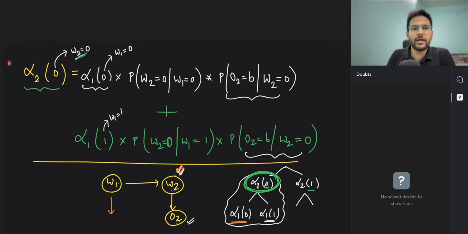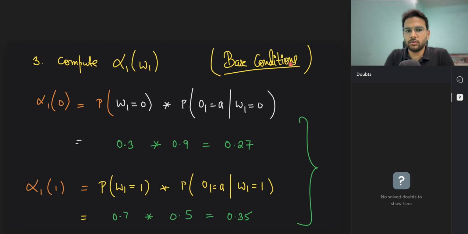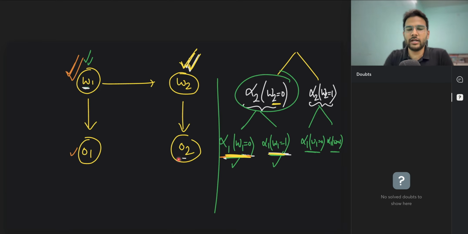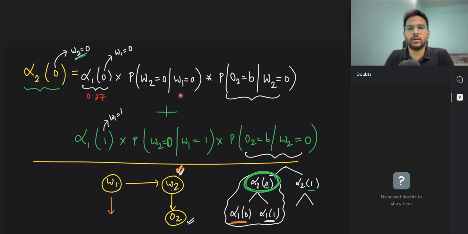Okay. So let me write the values here with red color so that we don't have to write this formula again. So what is alpha 1 of 0? We have calculated already. Alpha 1 of 0 is 0.27. So it is 0.27 multiplied by probability of W2 is equal to 0 given W1 is equal to 0. And what is that? Now this table will be handy for us. Probability of W2 is 0 given that W1 is 0. Can I say 0.4, everyone? Yes, it is 0.4.